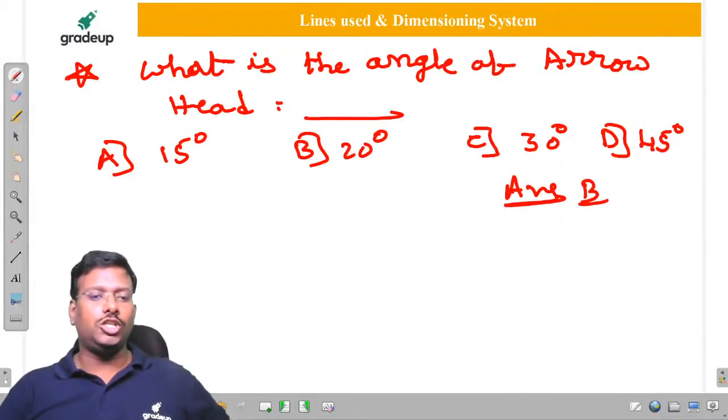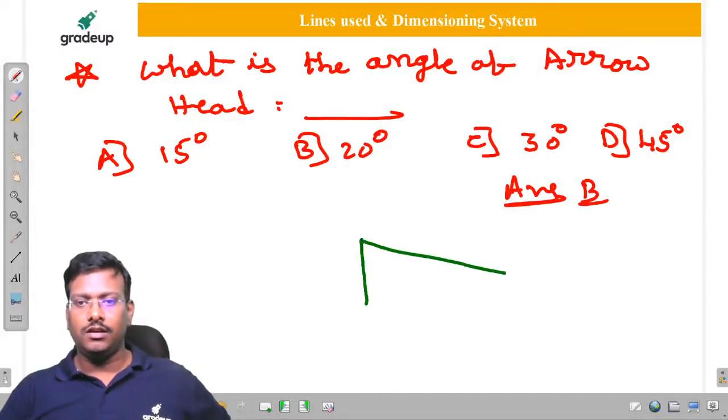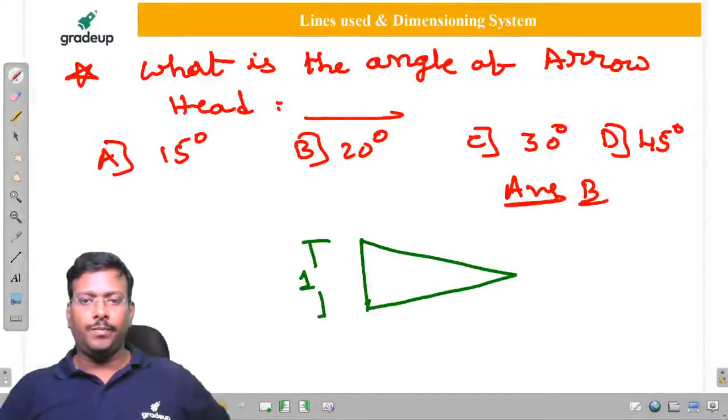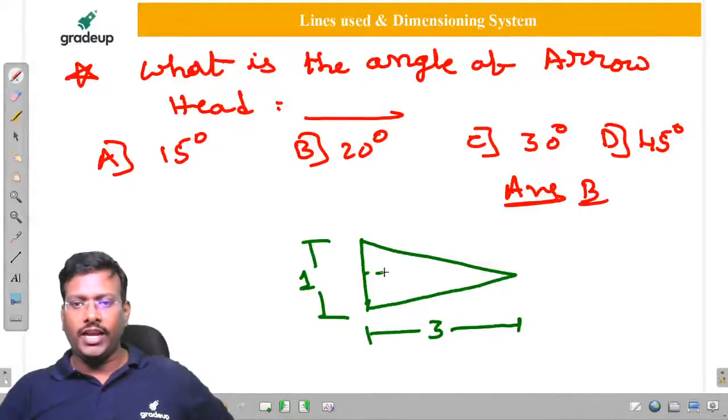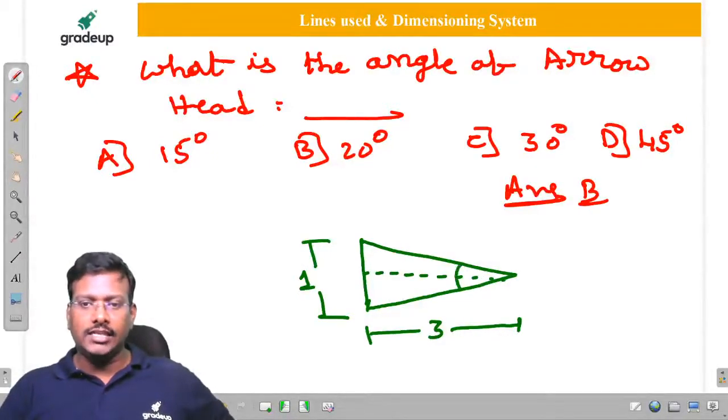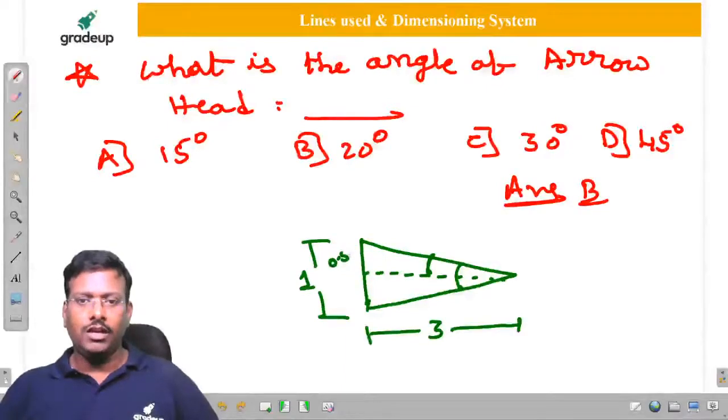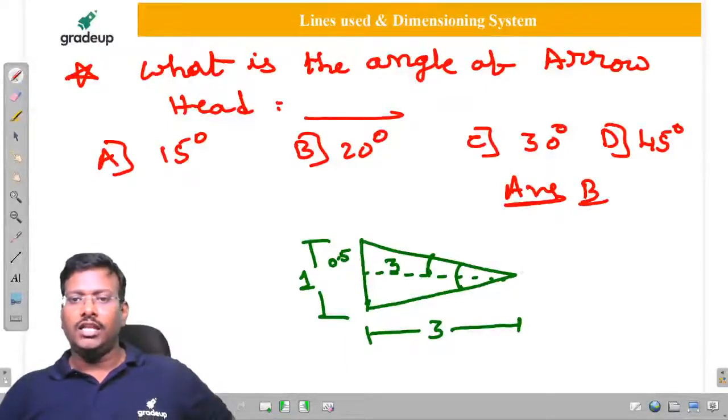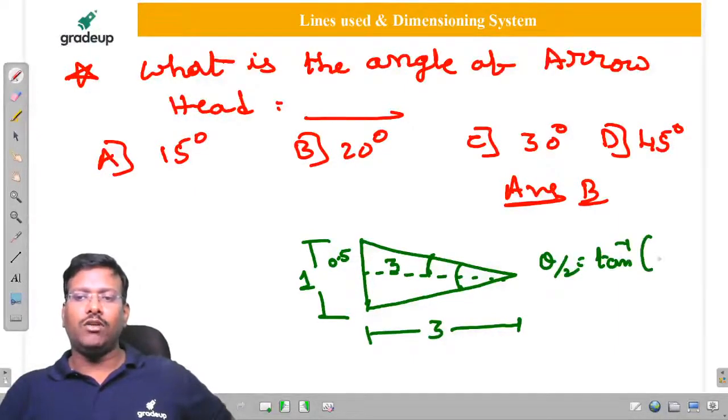How, sir? Remember, just now I said, if it is 1, it is going to be 3 times. So if I consider, you need this angle, sir. But first of all, I will find out this angle. How much is it? It is 0.5 and it is 3. Therefore, theta by 2 is equal to tan inverse 0.5 divided by 3.